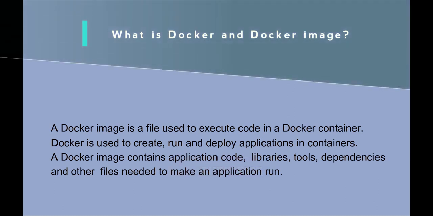A Docker image is a file used to execute code in a Docker container. Docker is used to create, run, and deploy applications in containers. A Docker image contains application code, libraries, tools, dependencies, and other files needed to make an application run.